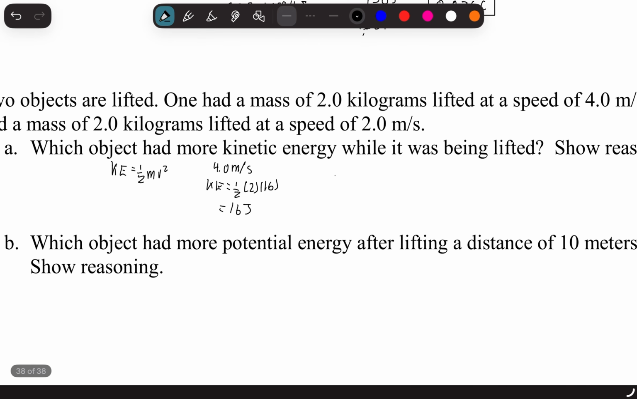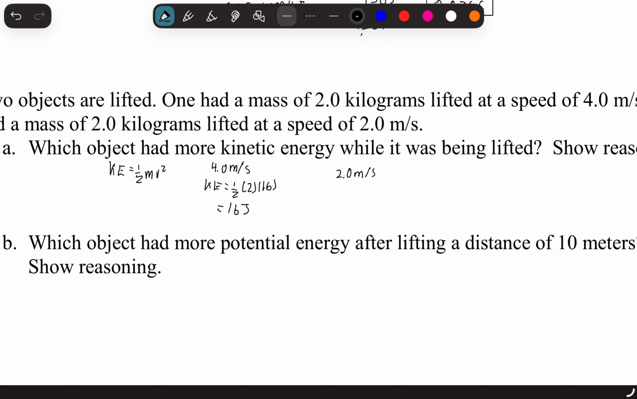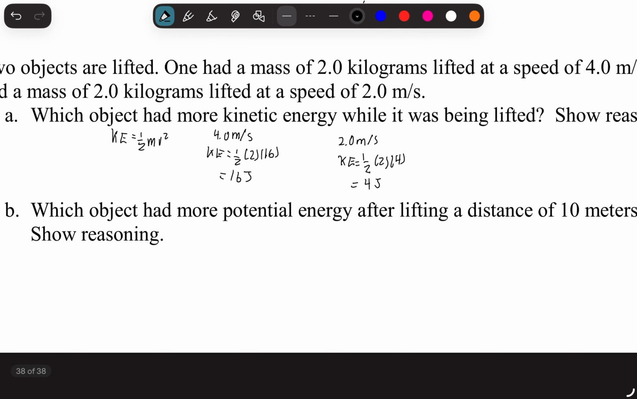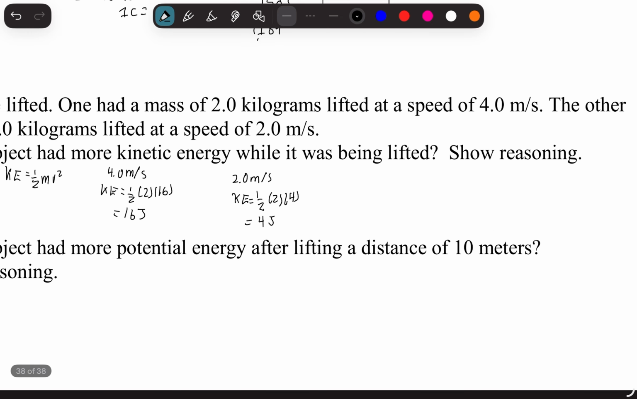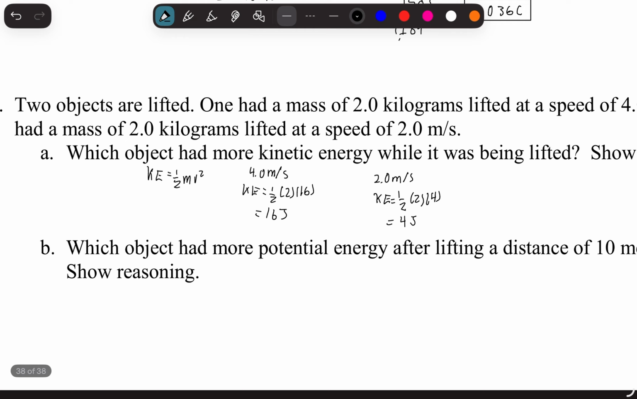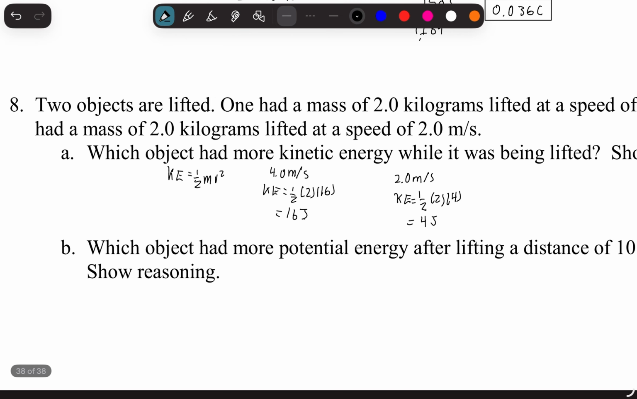joules. Now for the 2 meters per second mass, kinetic energy is equal to 1/2 times 2 times 4. So because the 4 meters per second mass has a joule amount of 16, it has more kinetic energy. The object that's traveling at 4 meters per second has a larger kinetic energy.